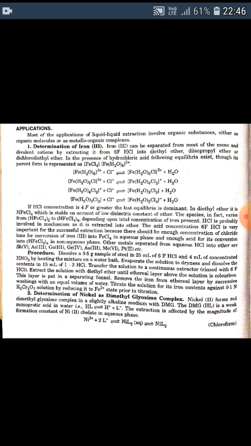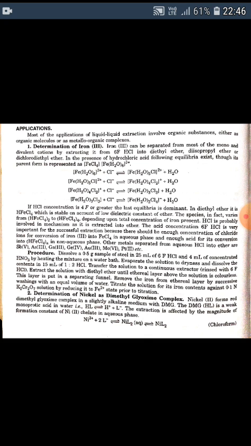The extraction is affected by the magnitude of the formation constant of the nickel 2 chelate in aqueous phase, expressed by the following expression. The chelate is slightly soluble in chloroform. The optimum pH range of extraction of the nickel 2 complex is 7 to 12 in presence of citrate. The complex absorbs at 366 nanometers and also at 470 nanometers.